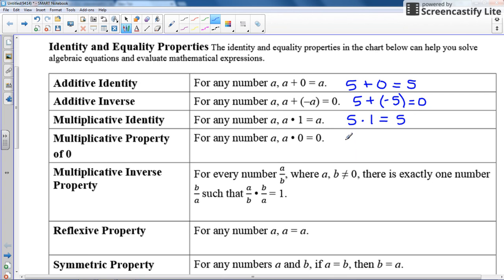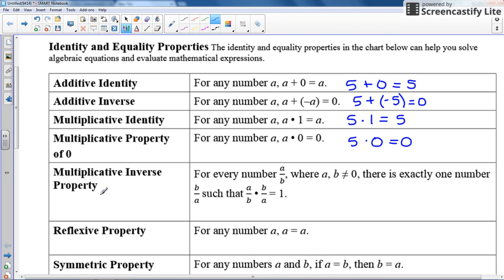And then we have the multiplicative property of 0, which just tells us that anytime we multiply something by 0, the answer is 0. Easy enough.